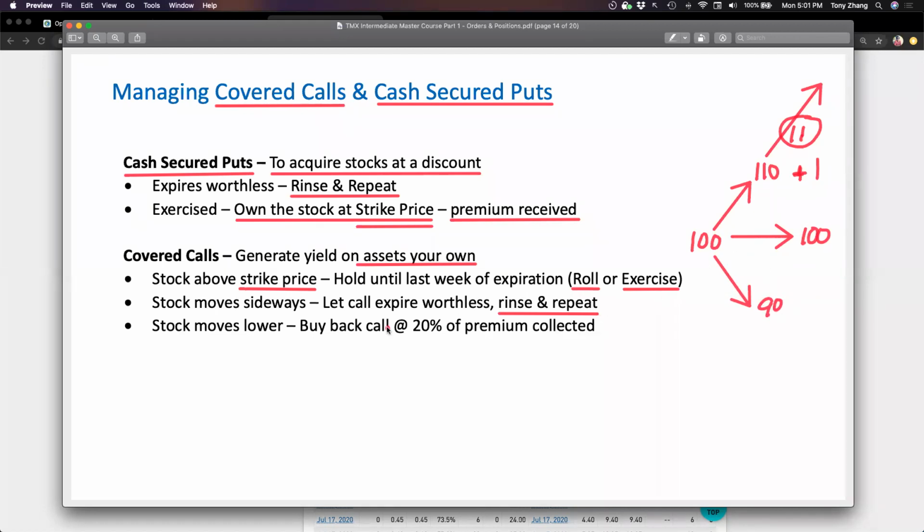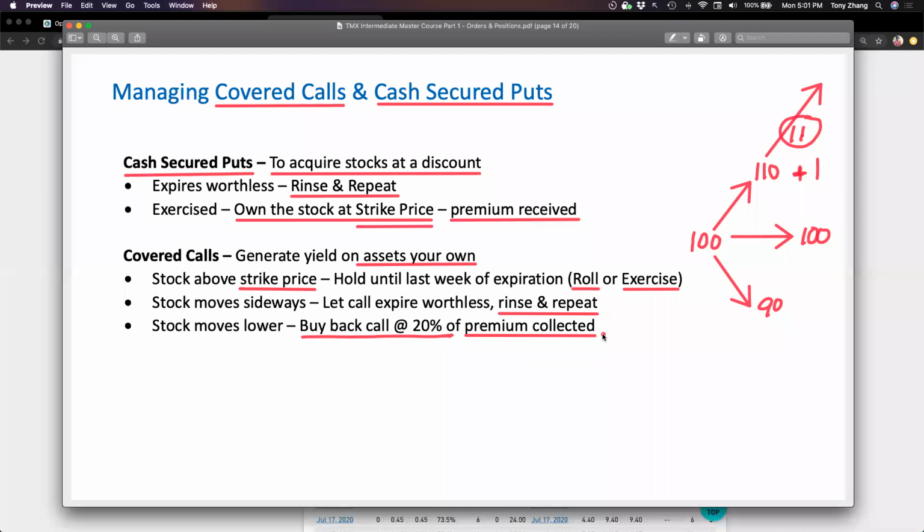Now what you've done is you've sold the covered call, and the stock dropped instead of moving higher. What you can do is buy back the call that you've sold and sell another covered call. In this case, instead of selling a 110 call, you might want to sell a 105 or maybe a 100 call. But what you do is buy back the call that you've sold, keep the premium that you've collected, and try to generate more income on that particular trade.